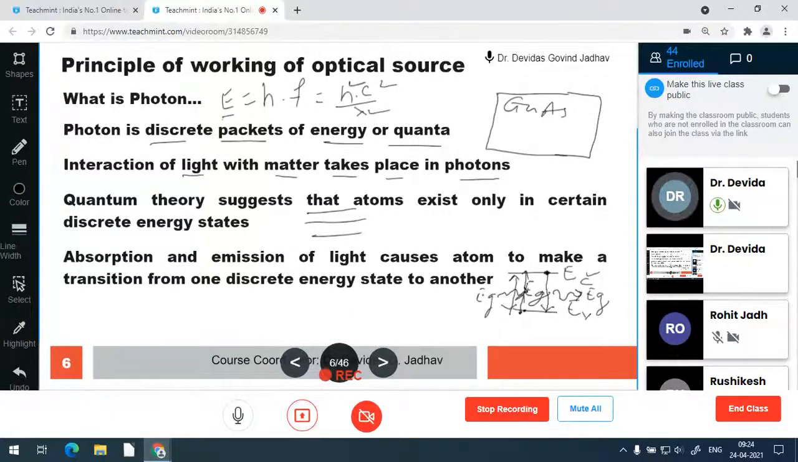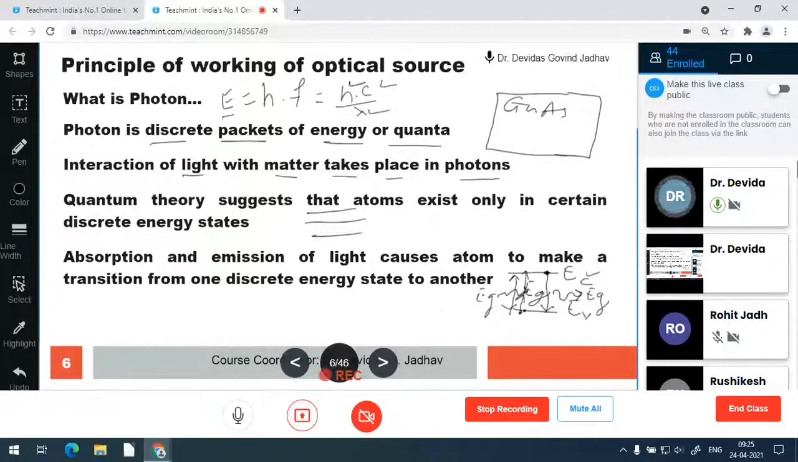So if absorption of a photon happens, it transits from the valence state to the conduction state, and if radiation of a photon happens, it transits from the conduction state to the valence state. Okay. So this is the principle of working of optical sources. What are the different things they involve? They involve photons of energy HF. A photon is a discrete packet of energy, or quantum of energy. Interaction of light with matter takes place in the photon state.